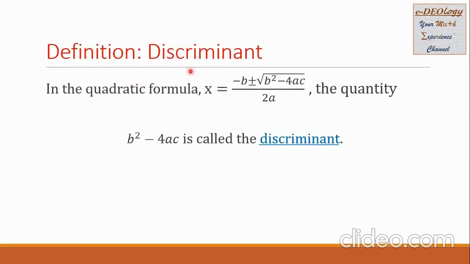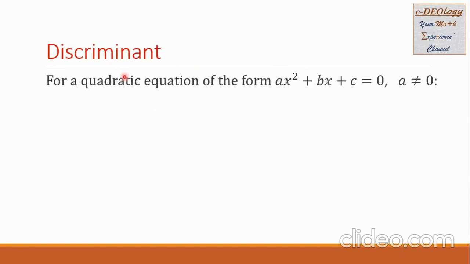Let us define discriminant. In the quadratic formula, the quantity b squared minus 4ac is the radicand of the radical in the quadratic formula. That is called the discriminant.